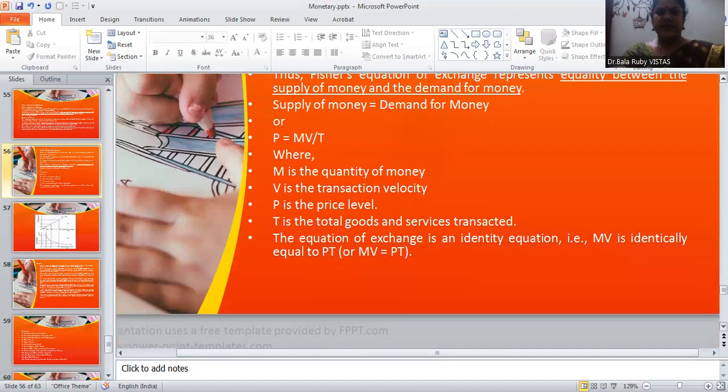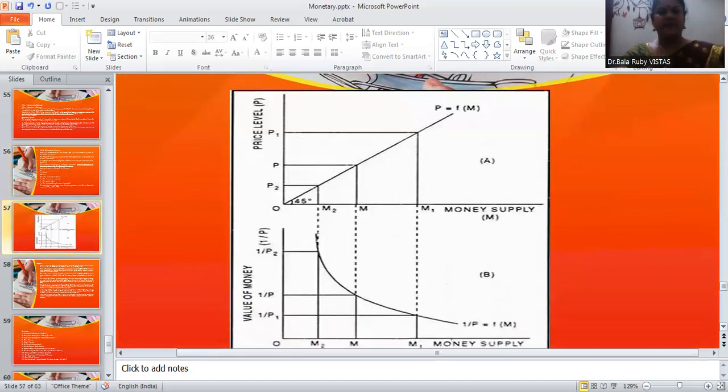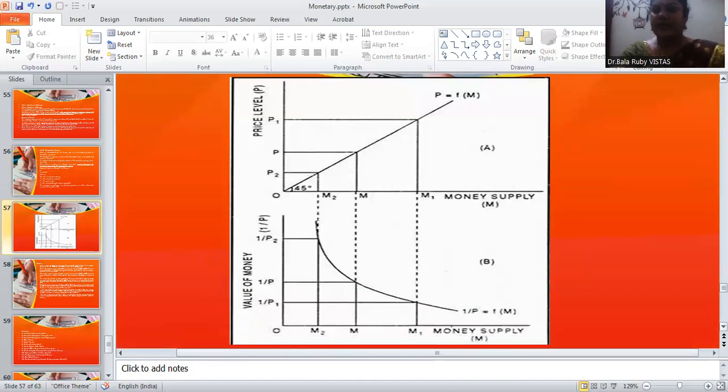See, this Fisher's equation theory has been clearly explained with the help of this diagram. If you see this diagram, there are two panels. See, in the upper panel, the x-axis measures money supply and the y-axis measures price level. And we have a 45-degree line also. See here, when money supply is M2, price level is P2. When money supply increased to M, price level also increased to P. Again, when the money supply increased to M1, what about this price level? Price level also increased to P1.